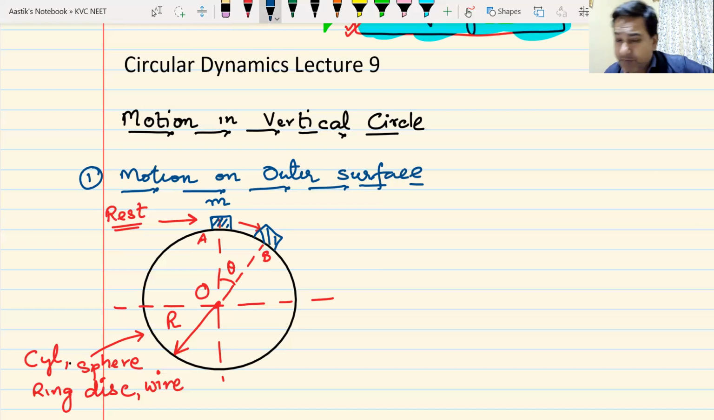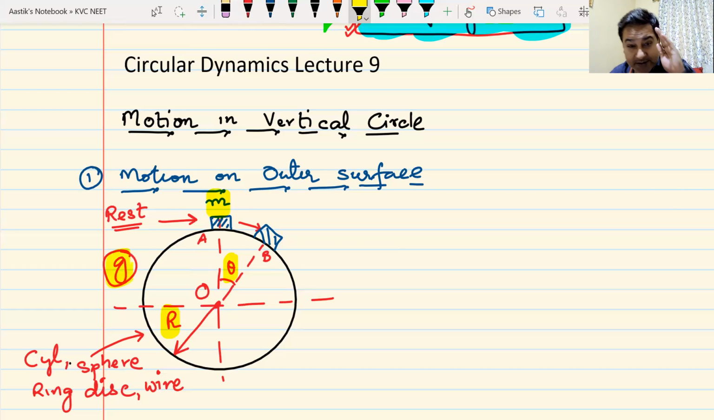Now what all things can be asked to you at this point? In most of the cases, you would be given the value of this theta that I have marked in yellow. You would be given the mass of this block, M, and you would be given the radius of this circular body, cylinder, sphere, whatever it is, as R. Apart from this, what you always know is your g, the acceleration due to gravity.